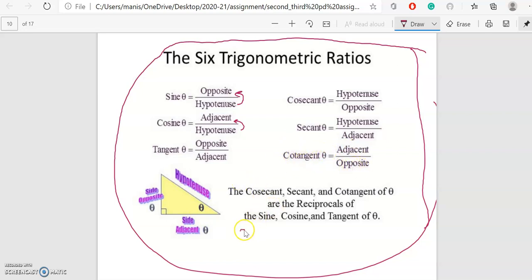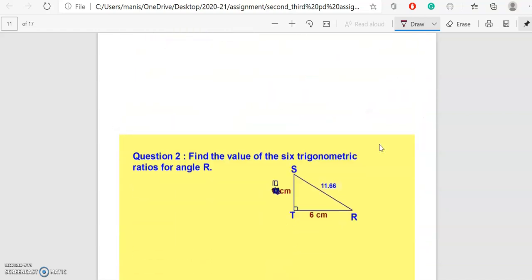So earlier we learned about sine. The reciprocal of sine is what? Cosecant. We write cosec. Another one was cos; now this is sec. And the third one was tangent; now we have cotangent. So if you get the answers for these three, you can just flip them to get the remaining three. Let's check in this problem over here.